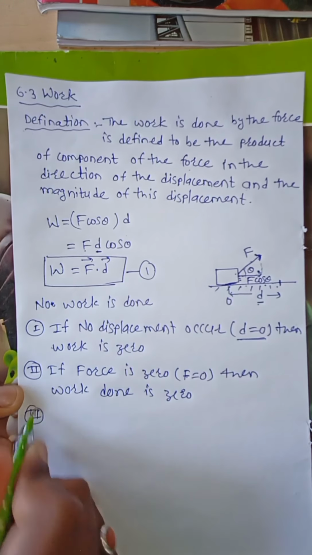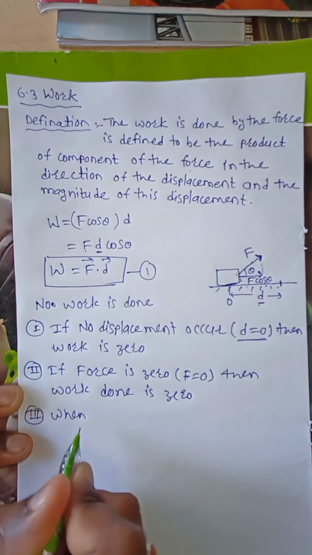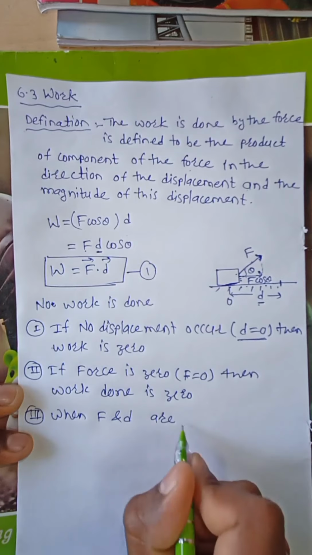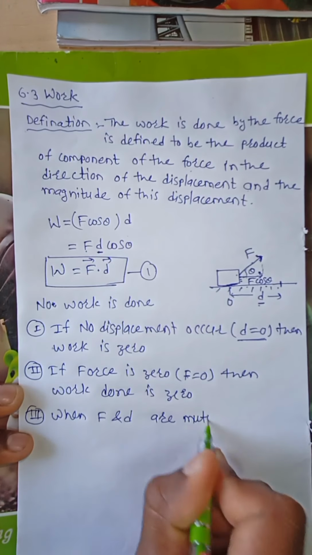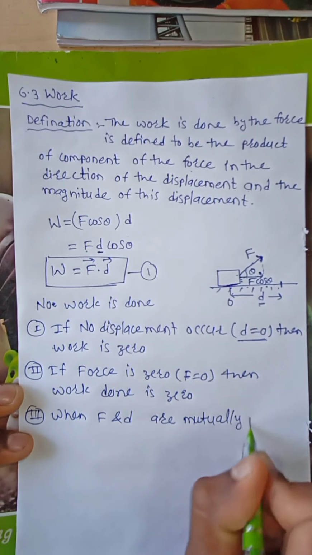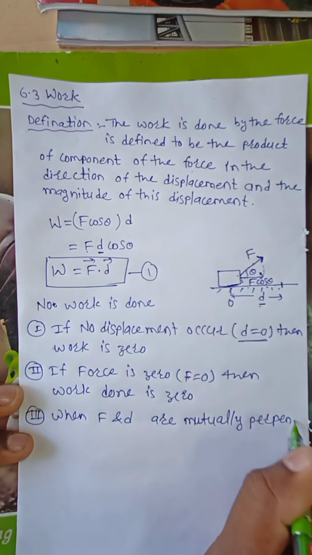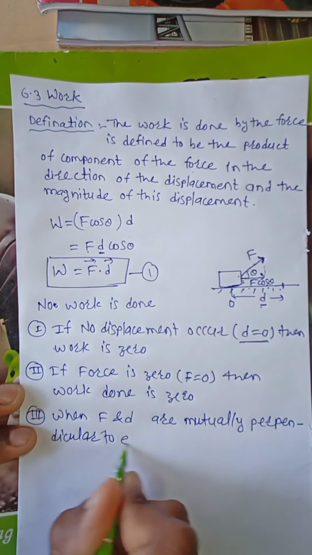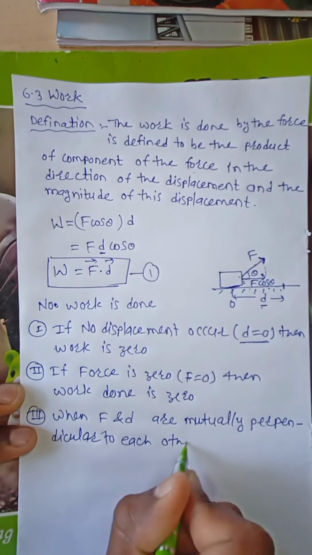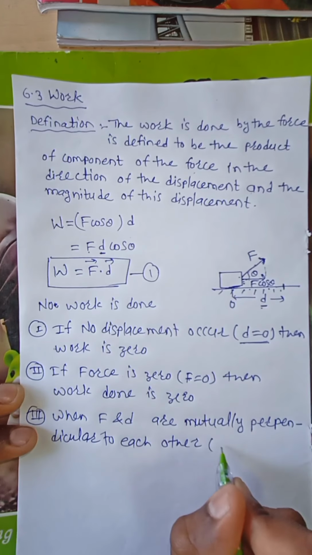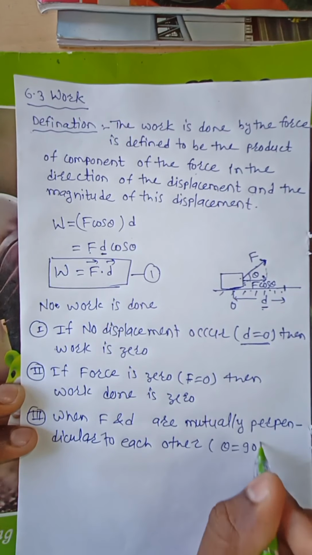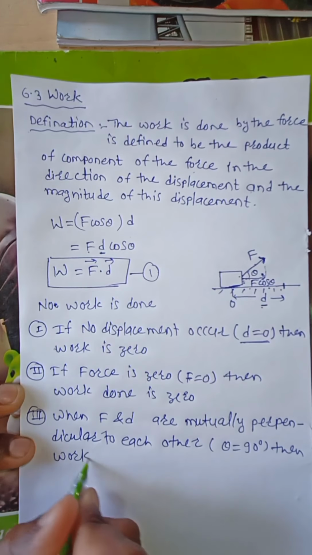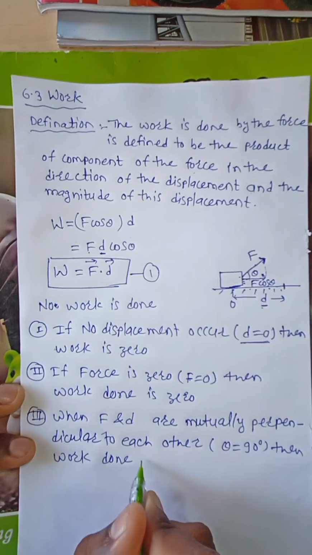Now in the third condition, when force and displacement are mutually perpendicular to each other, which means theta is 90 degrees, then work done is zero, then there will be no work done.